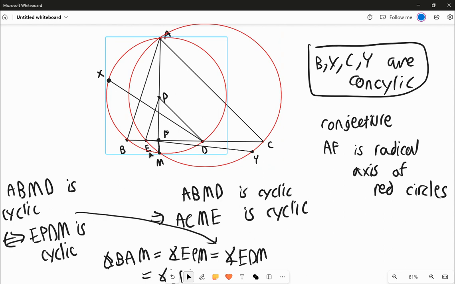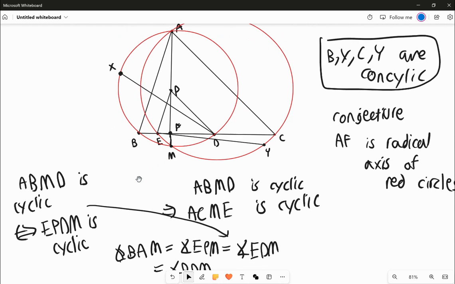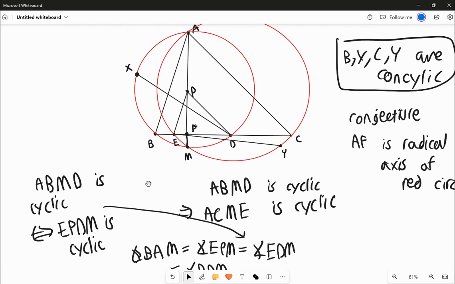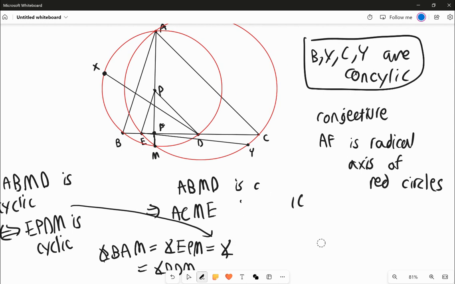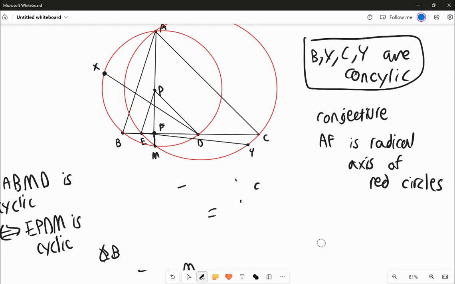So ABMD is cyclic if and only if ACME is cyclic. But M is defined as a point on AF such that ABMD is cyclic, so ACME is also cyclic. And that means that the radical axis is just AM. In other words, it's the altitude. So now let me go ahead and erase this, because we now know that it's the radical axis. AF is a radical axis of the two circles.